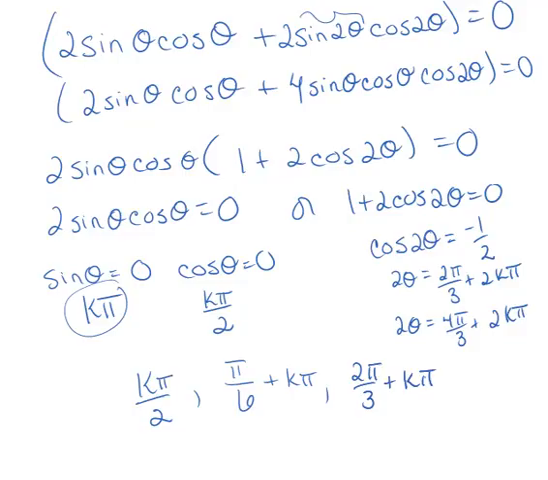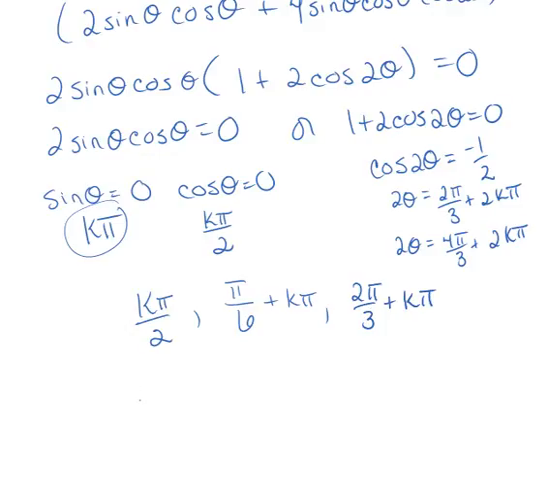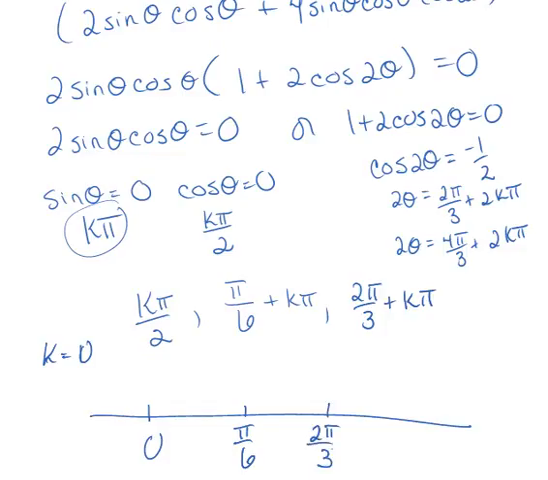I'm going to run out of time on this video, so I'll have to continue this in a second video. But let's just imagine k equals 0. So we'll have critical numbers at 0, pi over 6, and 2 pi over 3. And let's see what happens there. I'm going to start another video because this one I ran out of time.